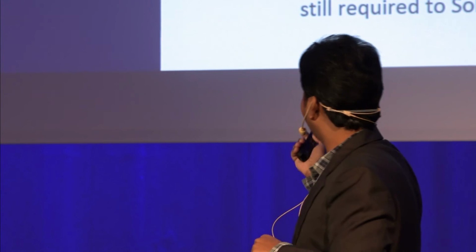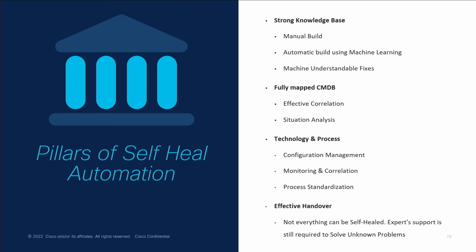The next one is technology and process. So we need to have a proper technological stack. For example, for configuration management, NSO is a best-in-class tool that we have, not just for networks. I think we can also use it for other infra elements, like servers, be it virtual or cloud as well. We need to have a proper monitoring and correlation service. The example that we saw today is very simple, but that correlation may not suit all the needs. So we need to have a proper stack there.